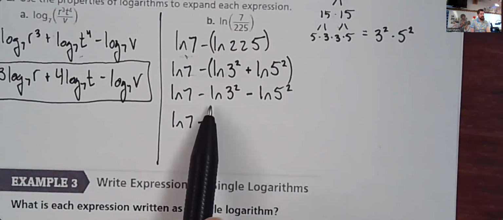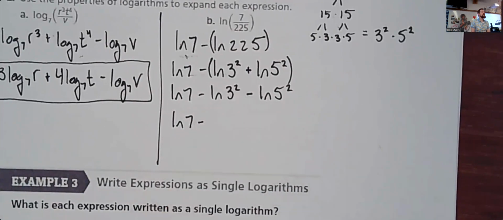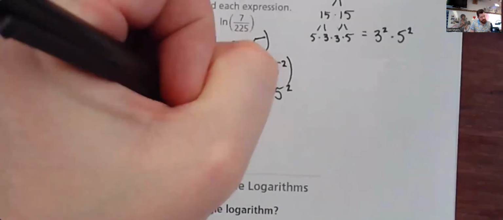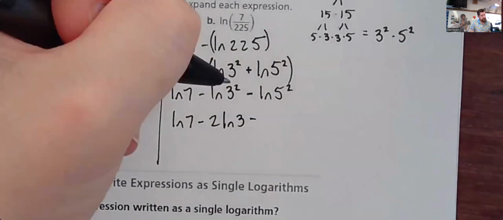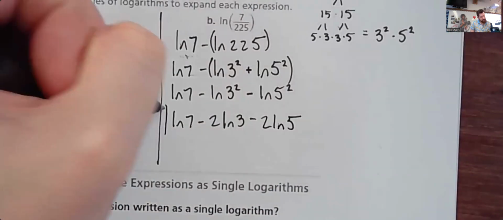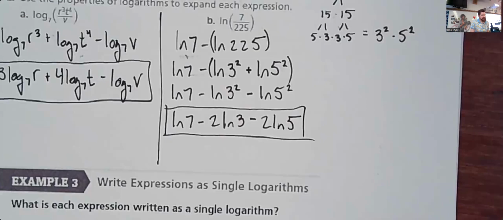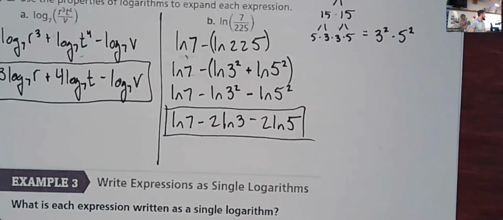How can I rewrite this without the exponent? There you go, 2 ln 3, and then minus 2 ln 5. Nice. There we go. Those are L's, ln. That is what we should get for part B.